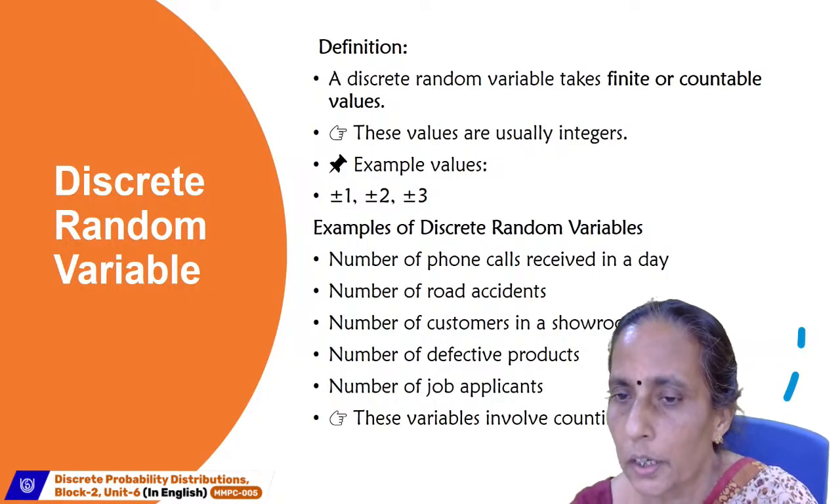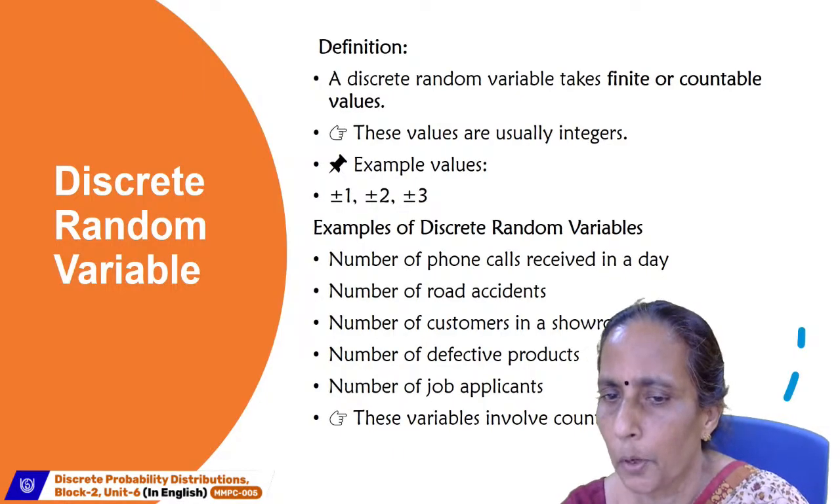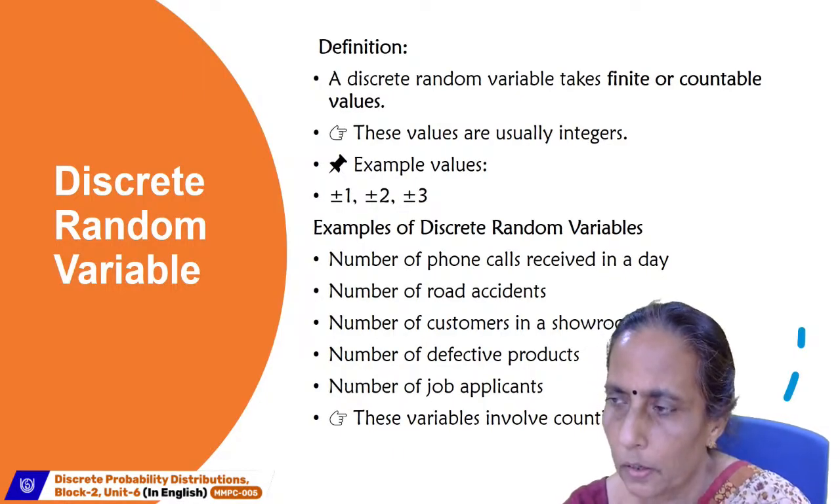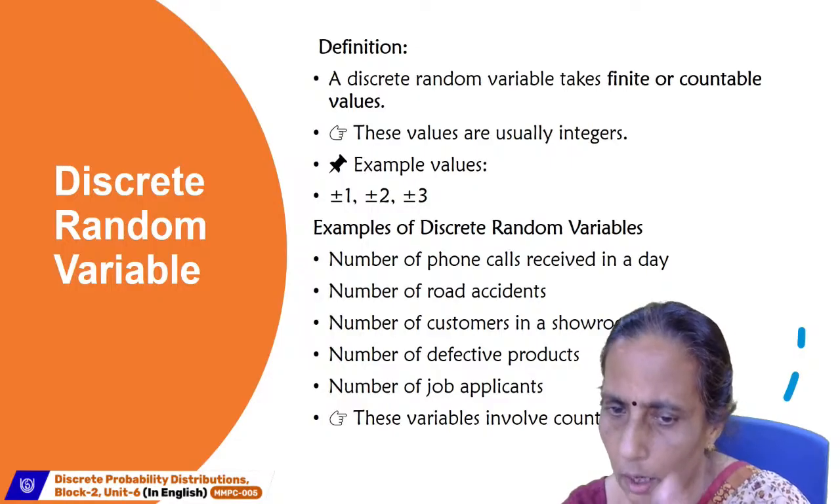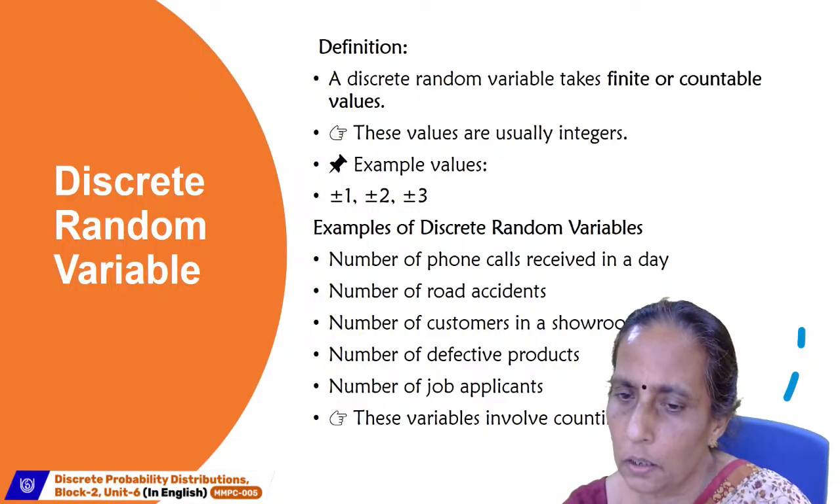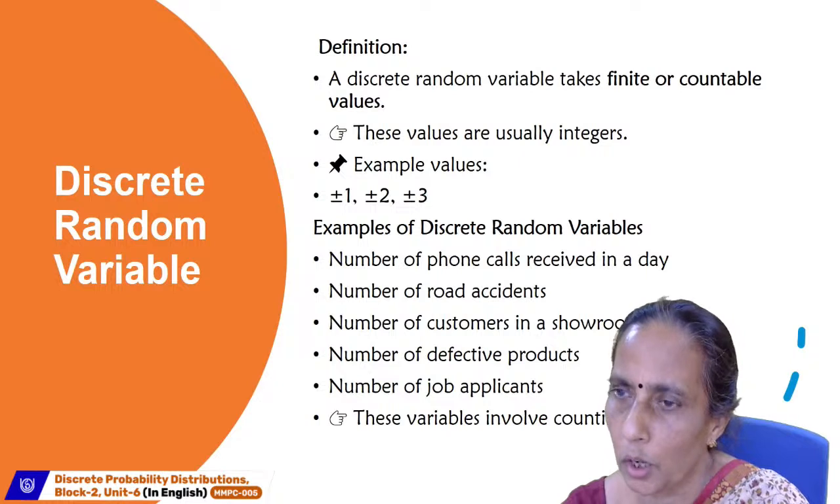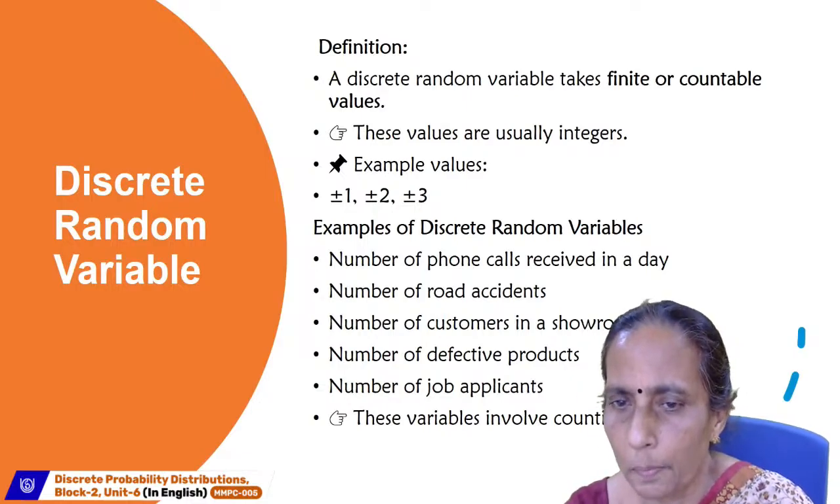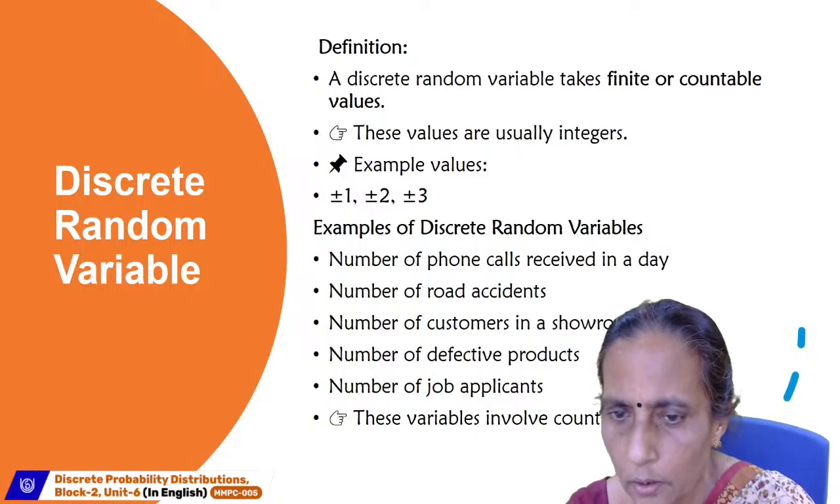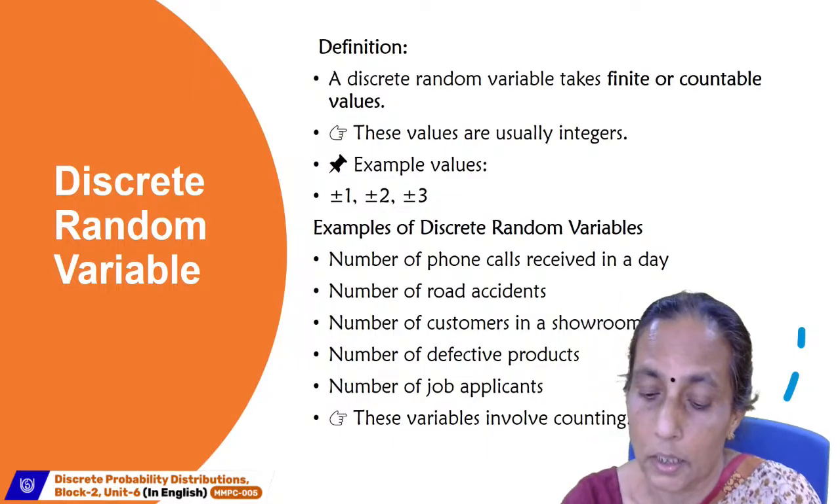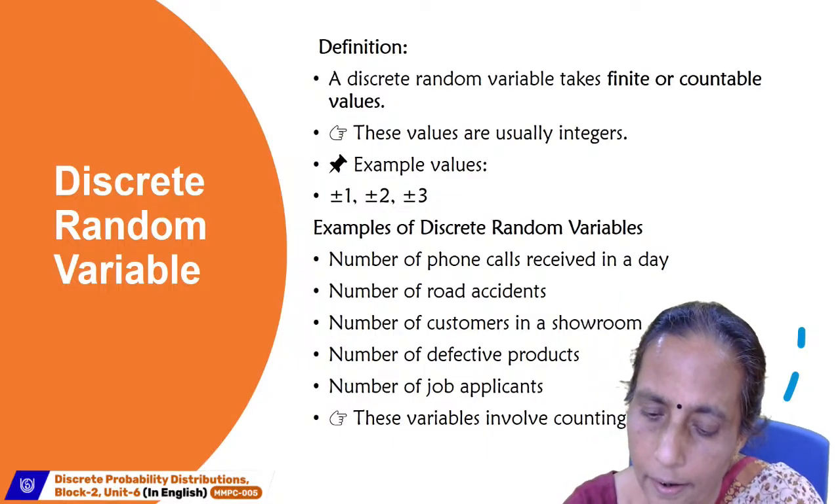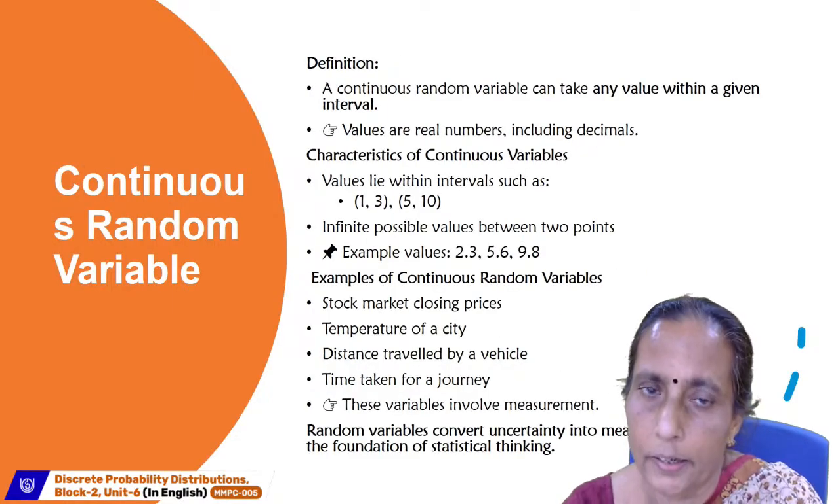Examples of discrete random variables may be the number of phone calls received in a day, number of road accidents occurring in a month, number of customers in a showroom at any point of time, number of defective products, number of job applicants for a specific job role. These variables involve counting, meaning these are all finite. We can count 1, 2, 3, and so on. So these are all examples of discrete random variables.